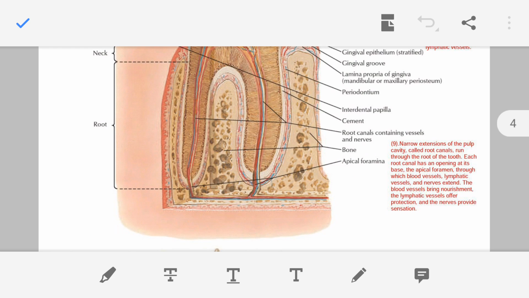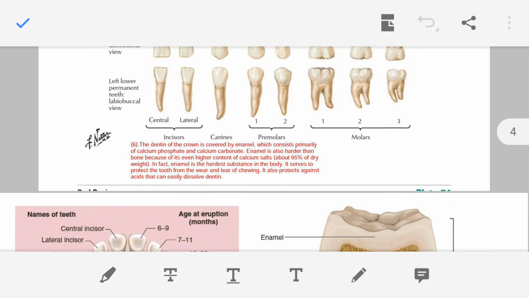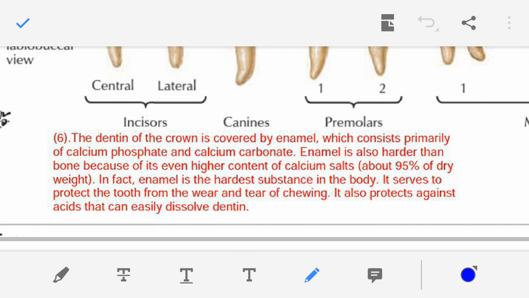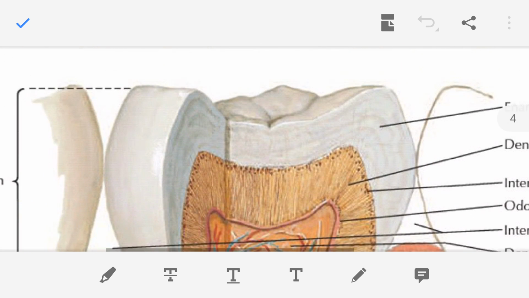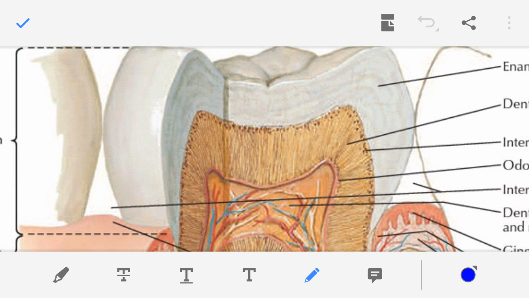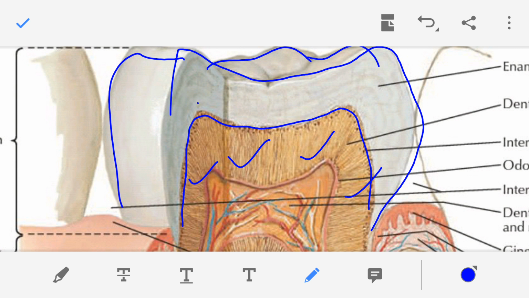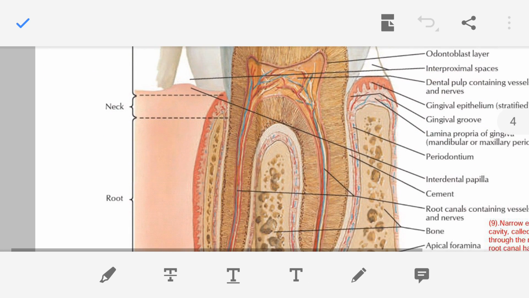Now moving on to the sixth point of our discussion. The dentine of the crown is covered by enamel. For example, in this figure, this is the dentine of the crown, and this dentine of the crown is covered by enamel. So this white portion is the enamel.